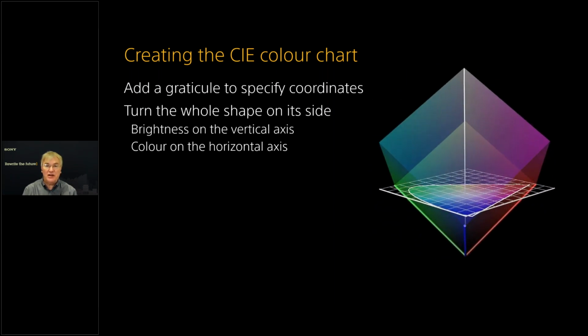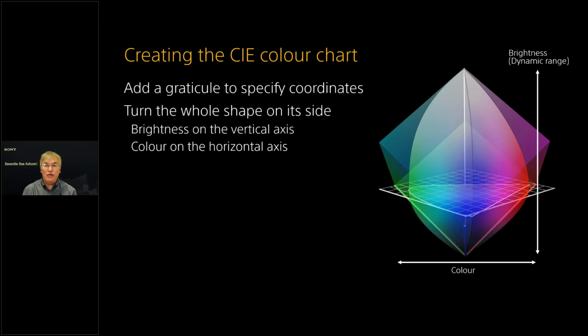If I turn the cube sideways like this, we can now show the brightness vertically. That's the dynamic range, and the color horizontally. And it also allows us to fill in the overall volume of the extremes of human vision, going all the way from white at the top to black at the bottom.